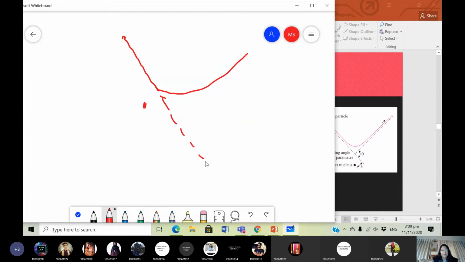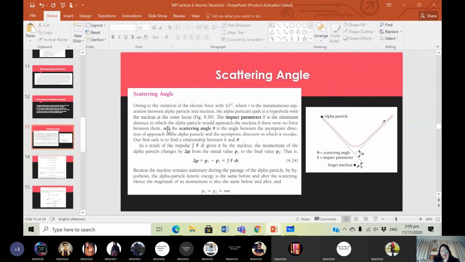If there were no force between them, it would go straight through, and the minimum distance will not be this distance. The minimum distance is the perpendicular distance, ठीक है? So this distance, this is our impact parameter B. Make sense? Yes, ma'am. Impact parameter is the minimum distance to which the alpha particle would approach the nucleus if basically there were no forces between them. That is how we define the impact parameter B.